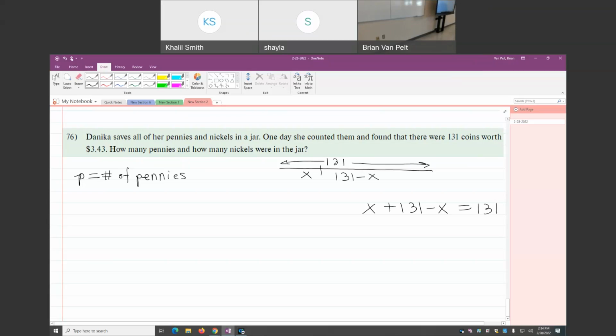All right, so I'm using the letter P for the number of pennies. How many nickels then? Using that idea, how many nickels am I going to have?